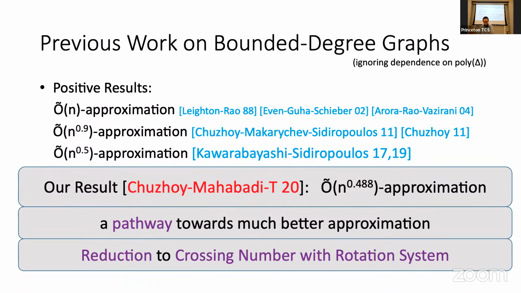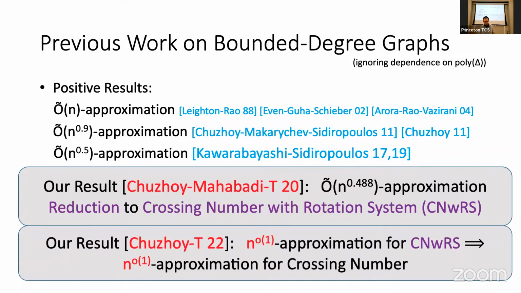This modified framework also reduces the problem to a related problem that I'm going to show later, called crossing number with rotation system. And in the second work, we follow up this reduction and look at the new problem, and we design an n to the little o(1) approximation algorithm for it, which combined with the previous reduction gives an n to the little o(1) approximation for the whole crossing number problem, still on bounded degree graphs. So these are the 2 results that I'm going to present today, if time allows. Hopefully I can present the first one completely and the second one illustrating some high-level ideas.